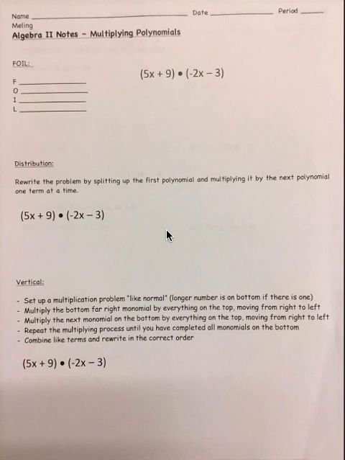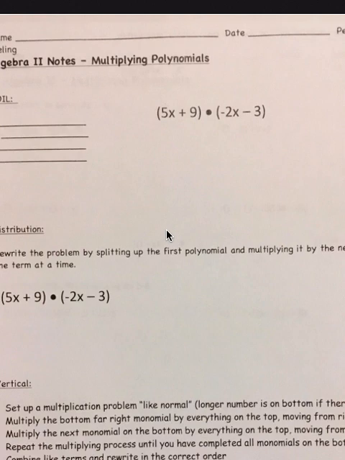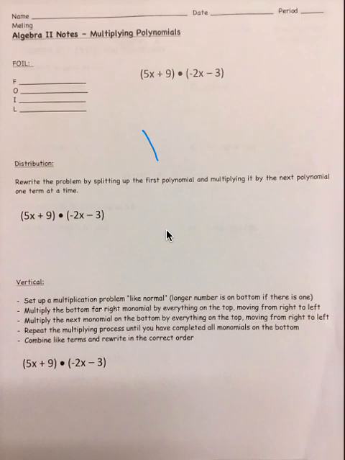Last lesson was adding and subtracting polynomials, so this lesson we will be multiplying polynomials. I'm going to show you three different ways in which we can do that. So our first way, up at the top, and I was a little bit surprised to hear that a lot of people had not heard of the FOIL method.